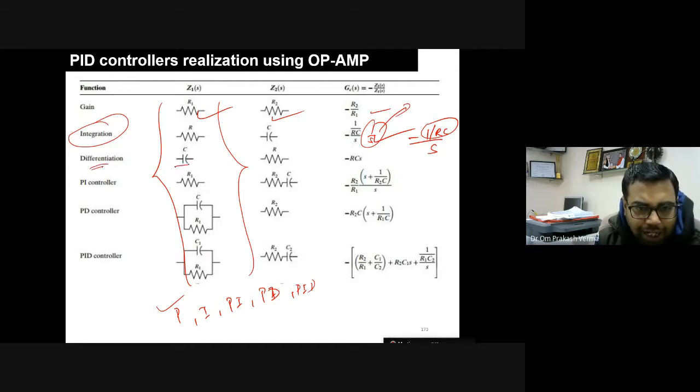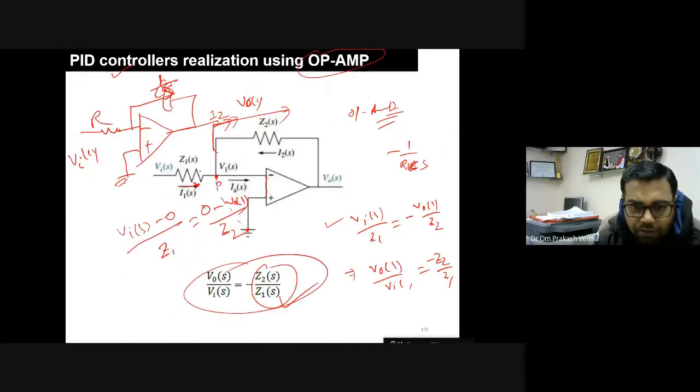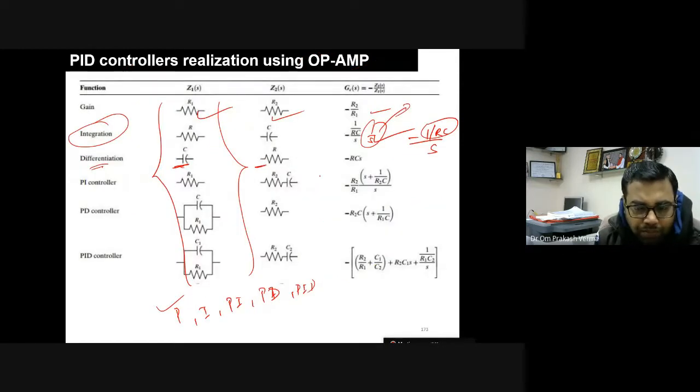If you put CR, first C then R, then first of all you connect C here and you connect R here. So it becomes the differentiator, okay? So with CR, this is minus RCS, and we already know that the integration is the low pass filter, the lag compensator. However, the differentiation is the high pass filter, that is the lead compensator, right?